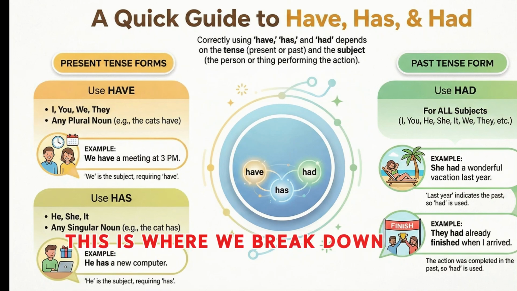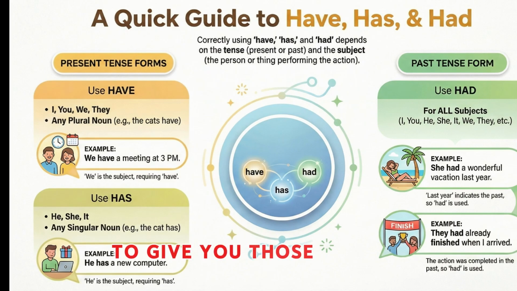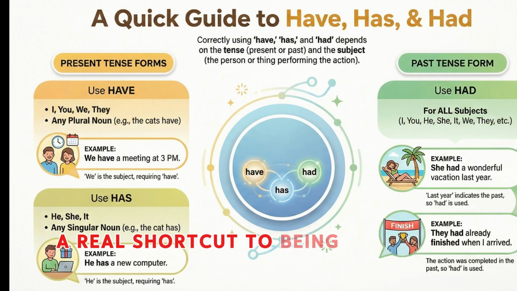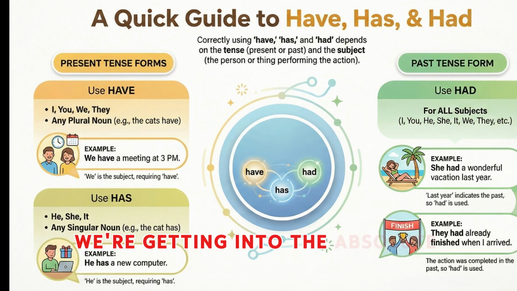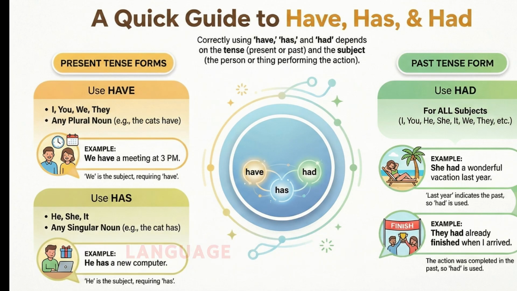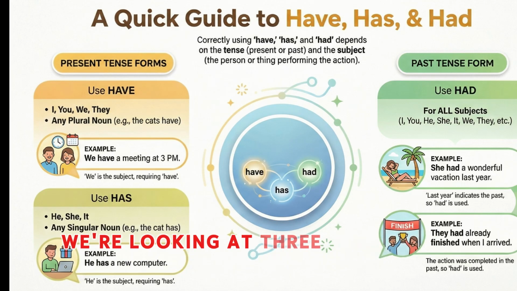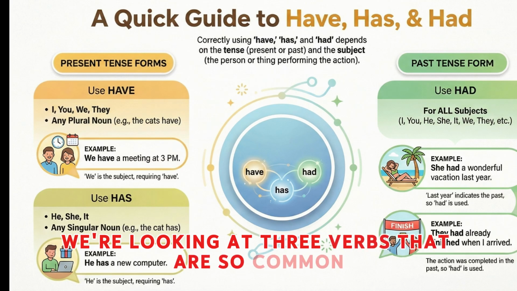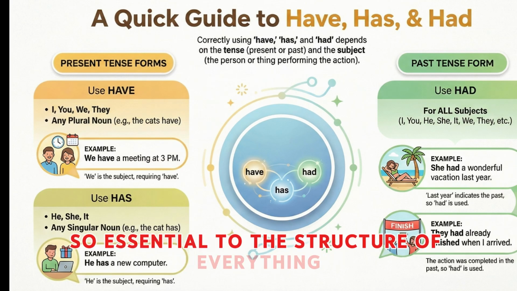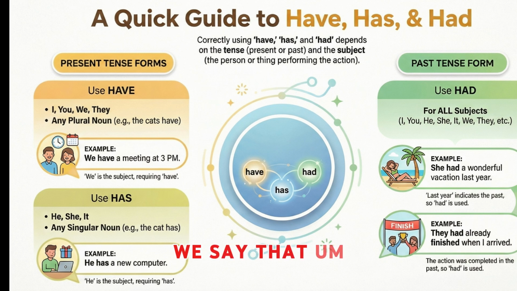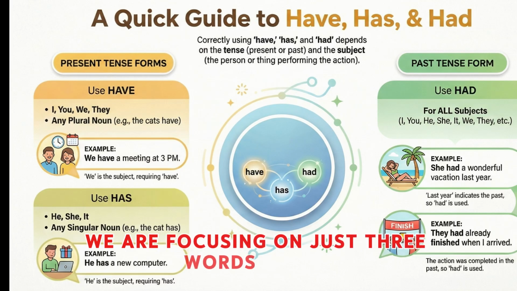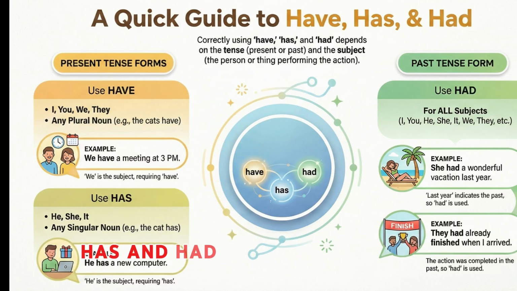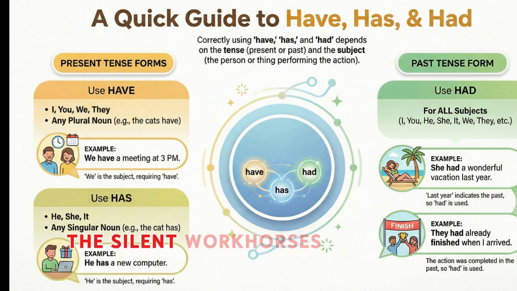This is where we break down your source material to give you those crucial, high value insights, a real shortcut to being genuinely well informed. And today we're getting into the absolute bedrock of the English language. We really are. We're looking at three verbs that are so common, so essential to the structure of everything we say that their simplicity is actually pretty deceptive. We are focusing on just three words: have, has, and had. They are the silent workhorses of English.